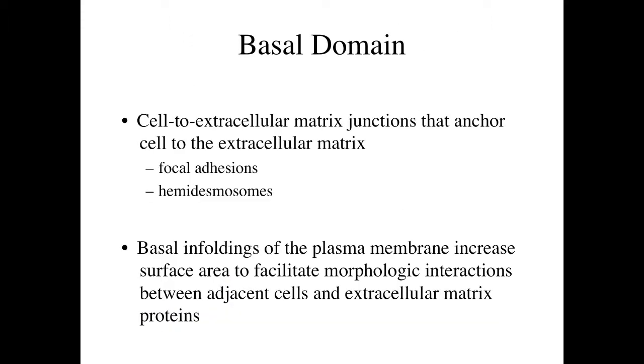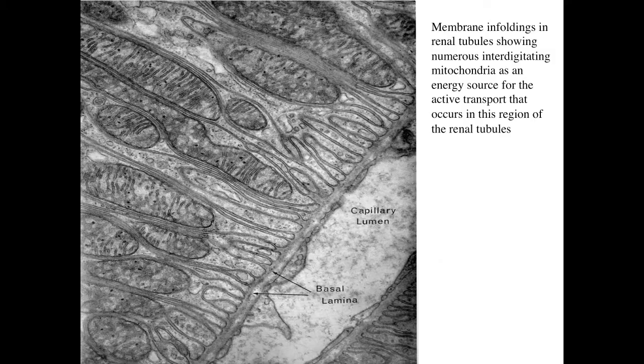tissue. With regard to the basal domain, we can talk about cell to extracellular matrix junctions that anchor epithelial cells to their extracellular matrix, and we've already mentioned focal adhesions and hemidesmosomes. Now, oftentimes you'll see basal infoldings of the plasma membrane to increase surface area, and this will facilitate morphological interactions between adjacent cells and extracellular matrix proteins.